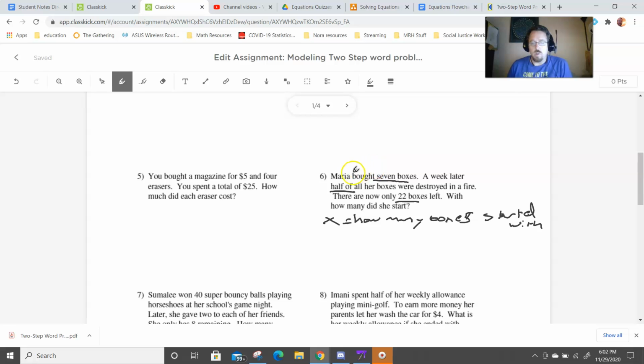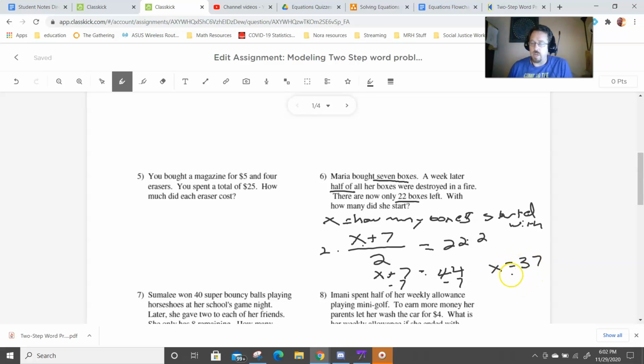Okay, so Maria bought 7 boxes. So she had the number of boxes she started with. And she bought 7 boxes. And then half of those boxes, so whatever this is, divided by 2 gives 22 boxes left. Okay? So we'd start off by multiplying by 2. So x plus 7 equals 44. Subtract 7. So she started with 37 boxes.